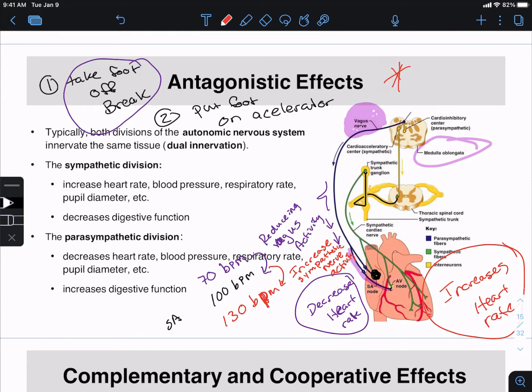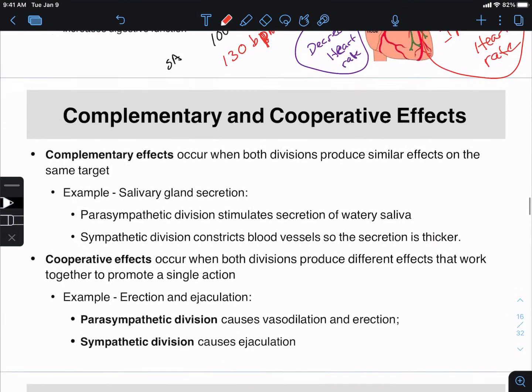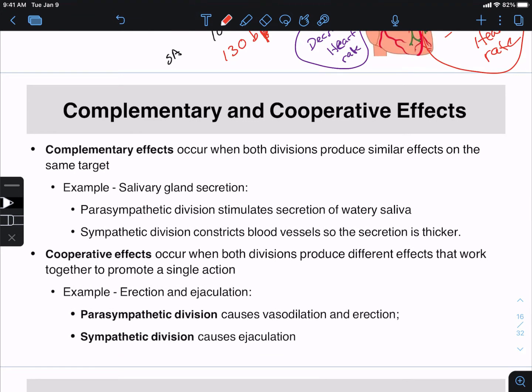Antagonistic effects are not the only way the sympathetic nervous system works, and I want to make sure you understand that. So many students make that mistake of just assuming it's fight or flight or rest and digest, and that there's no other option. It's one of those two. But the reality is we often get complementary or cooperative effects, such as with salivary gland secretions.